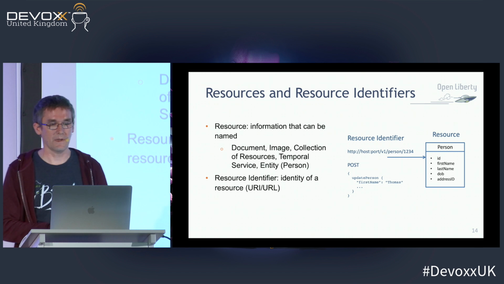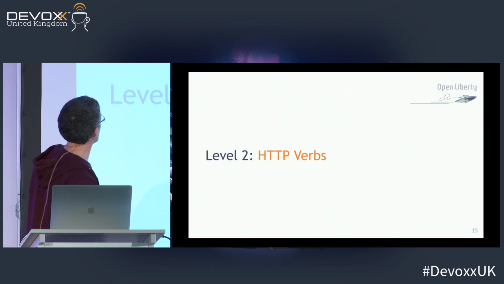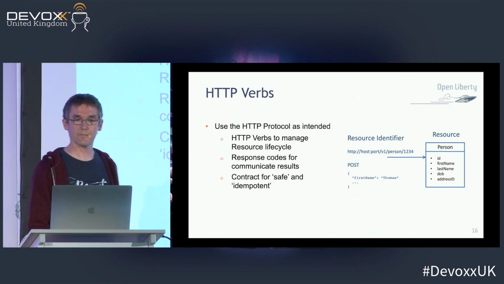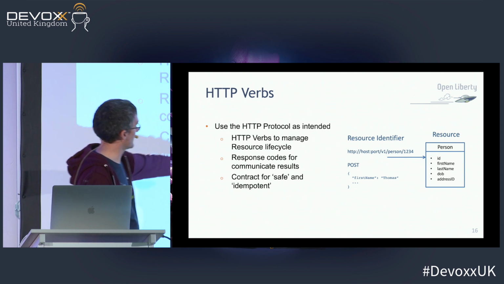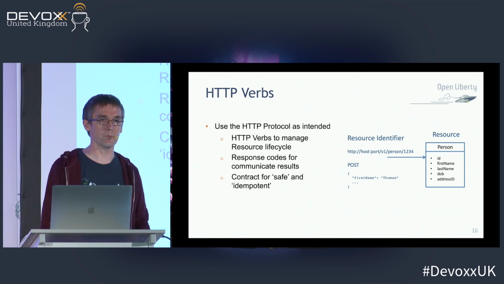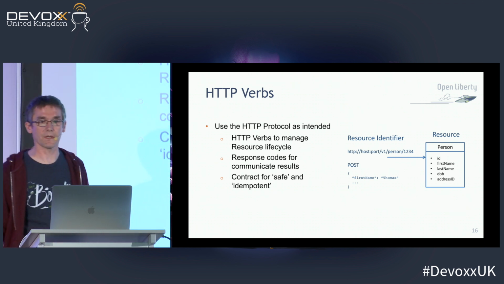So next one, HTTP verbs, layer 2, or level 2. Here we actually start using HTTP appropriately. So I'm going to do an update in this particular example. I'm going to POST a person to the person endpoint. Actually, I've got the URL wrong. I shouldn't have given it an ID, but anyway.